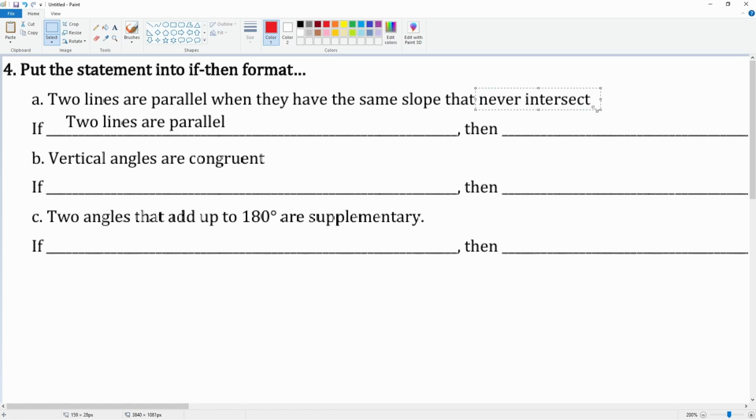So let's put then. Let's just put the word they. Okay. They never intersect. Next one, vertical angles are congruent.